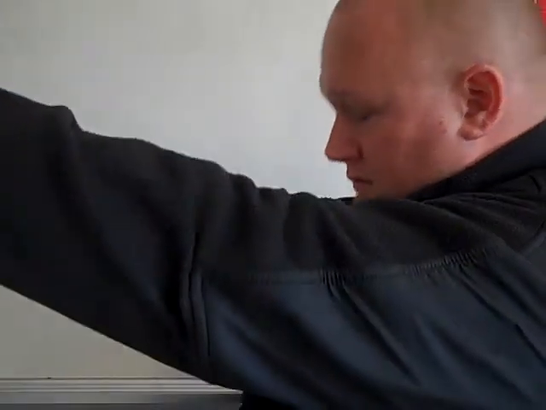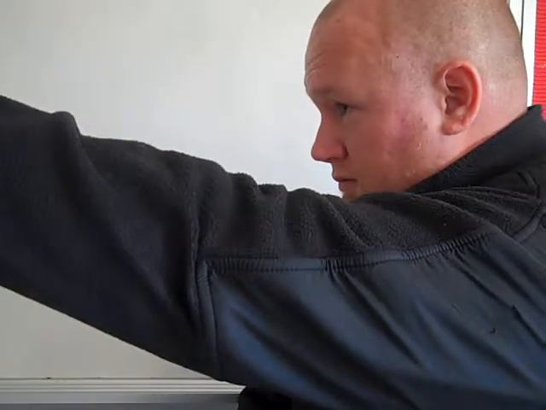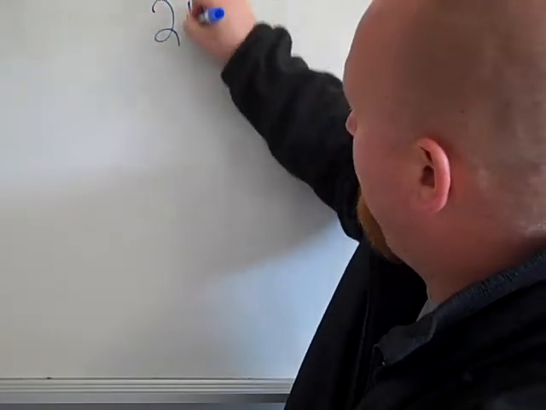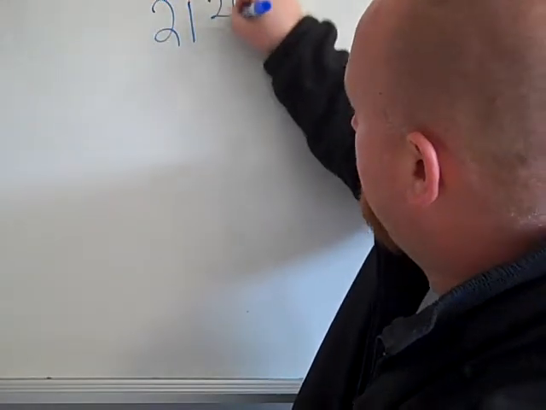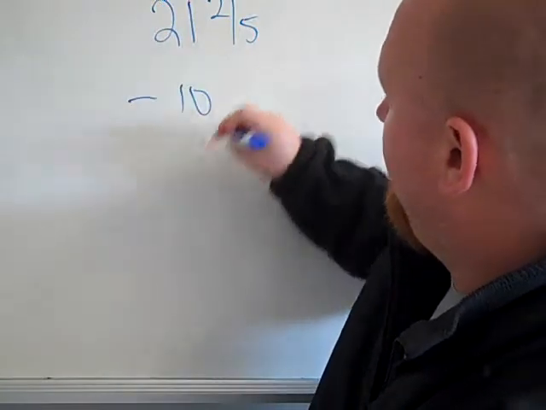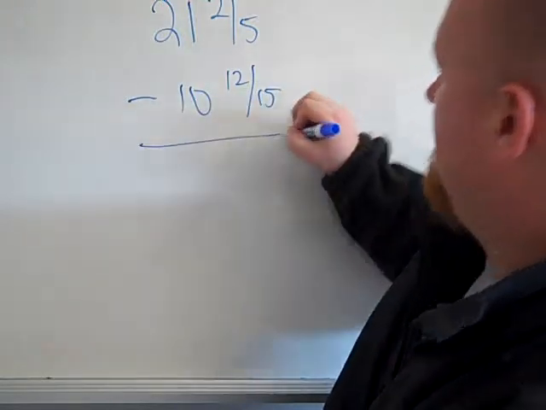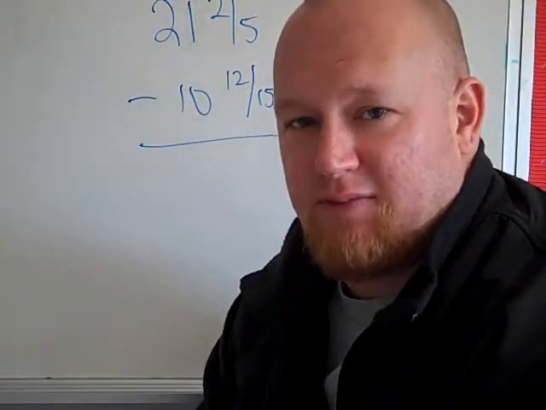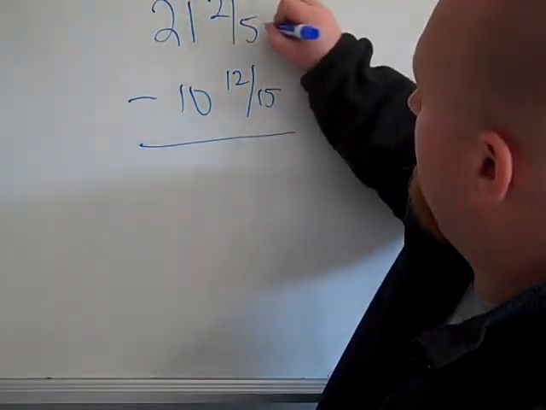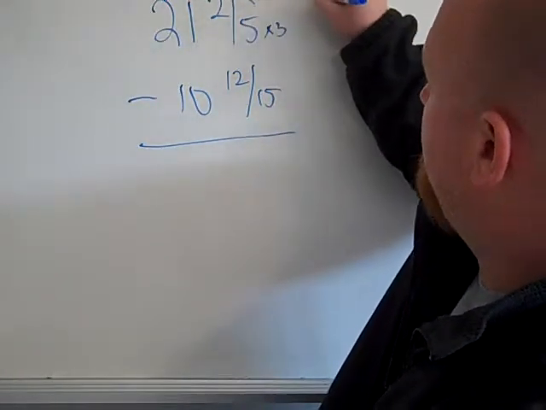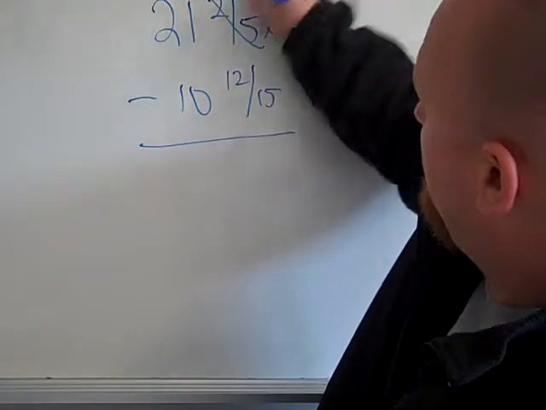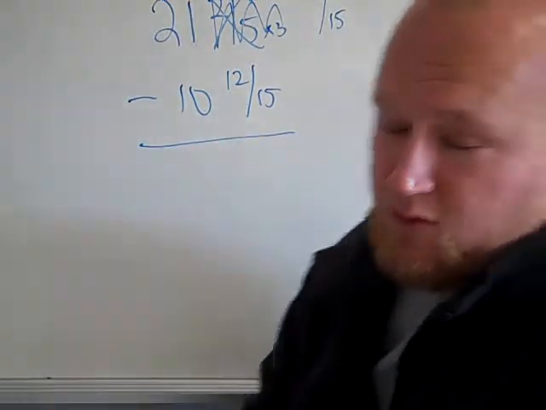Okay? Let's say we got something like 21 and 2/5. Let's subtract 10 and 12/15. That sounds fun, doesn't it? Alright, first things first is I have to make sure that they have the same denominator. That's got to get done. Times it by 3 top and bottom, I end up with 6/15. Alright, I'm going to get rid of that, that way it doesn't confuse us. Now I got 6/15 minus 12/15.